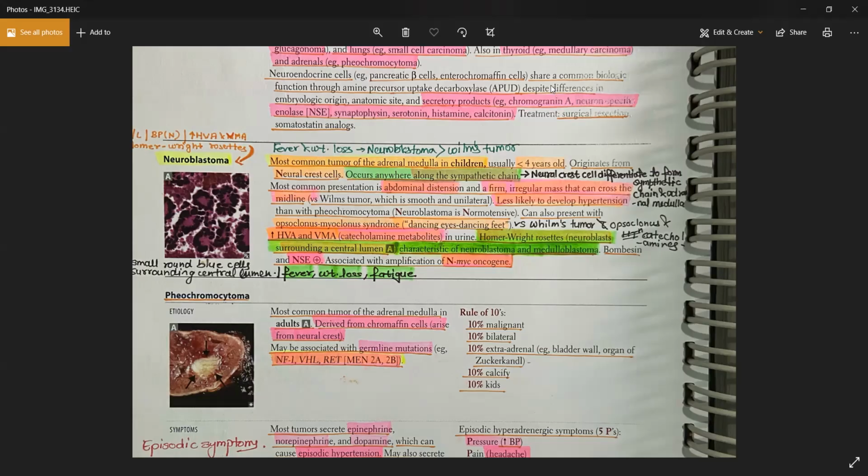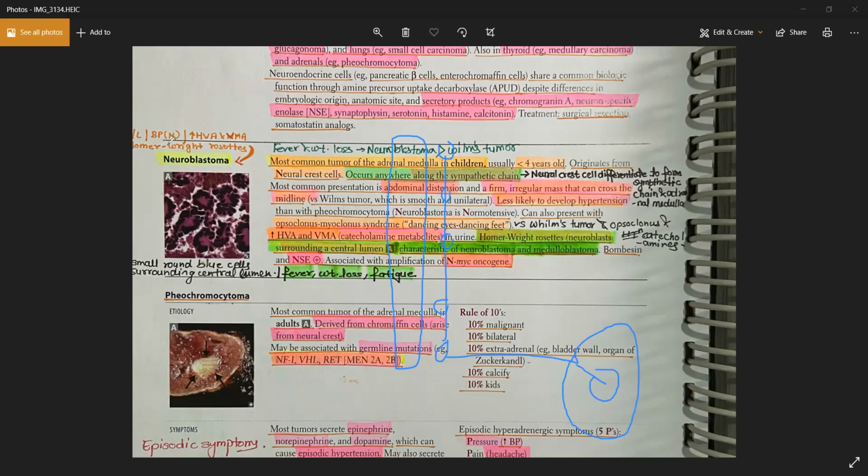Remember, you have the vertebrae, and along the vertebral side, you will have the sympathetic chain, right? And finally, the sympathetic chain is connected by some neurons to the adrenal glands, right? The medulla part of the adrenal gland. So all of the sympathetic chain, along with this adrenal medulla, is made up of neural crest cells.